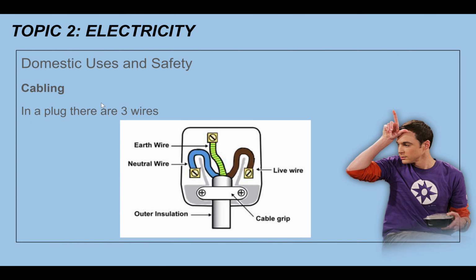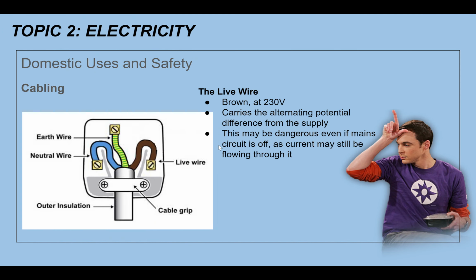Cabling in a plug, there are 3 wires, so this is important to know generally, and also for physics. So the live wire, brown, at 230 volts, as I said before, carries the alternating potential difference from the supply. This may be dangerous even if the main circuit is off, as current may still be flowing through it.